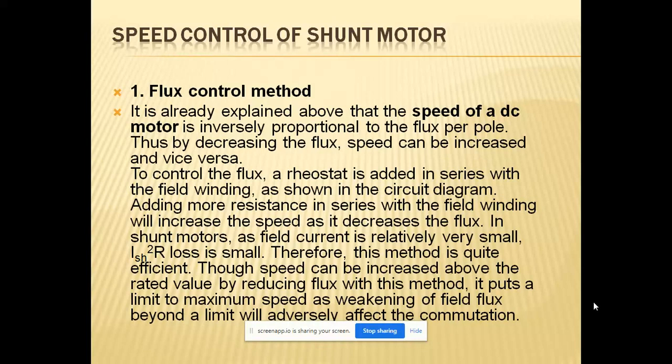The shunt field rheostat reduces the shunt field current Ish and hence the flux phi. Therefore, we can only raise the speed of the motor above the normal speed. Generally, this method permits to increase the speed in the ratio 3:1. In shunt motor, as field current is relatively very small, Ish squared R loss, that means field copper loss, is small. Therefore, this method is quite efficient. True speed can be increased above the rated value by reducing flux with this method.